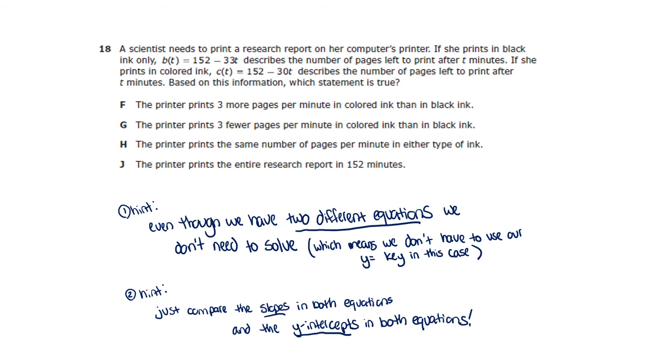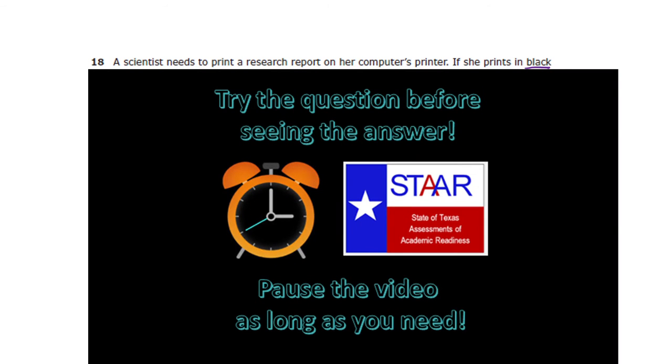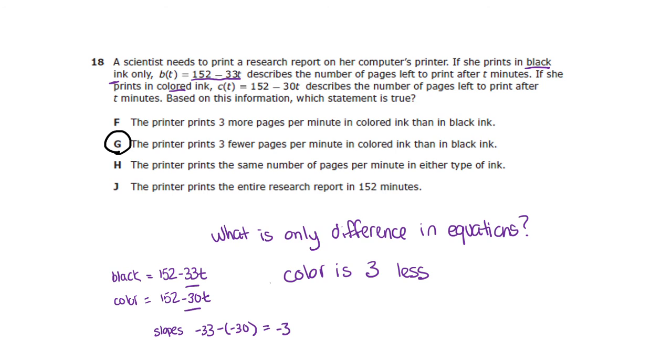Alright, here comes the answer. The answer is G. The reason why is if you look at the slopes between both the black and color equations, black has negative 33t, which is the slope, and color has negative 30, which is the slope. If you subtract both of those, there's negative 3, or 3 as the difference between both of them.